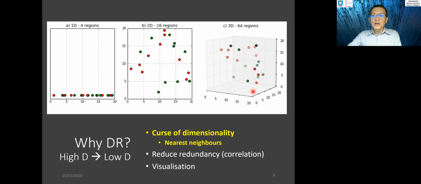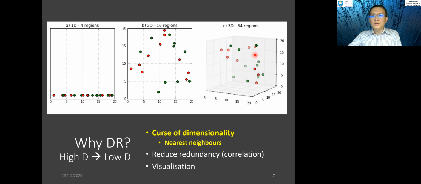And here in this example, there are basically 64 regions that is divided into a region by unit 5. For example, here is 4 regions, here is 16. And then here is 4 to the power of 3, which is 64 regions. In this case, a particular point has even more nearest neighbors.